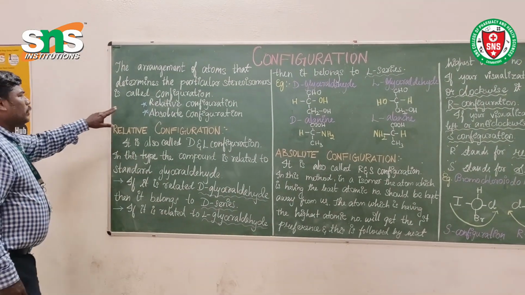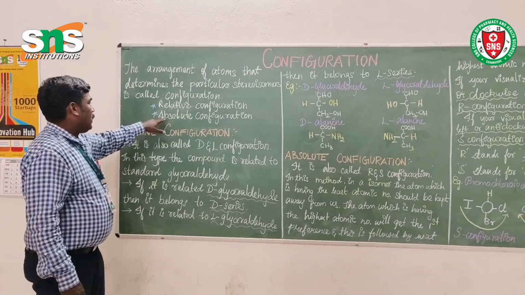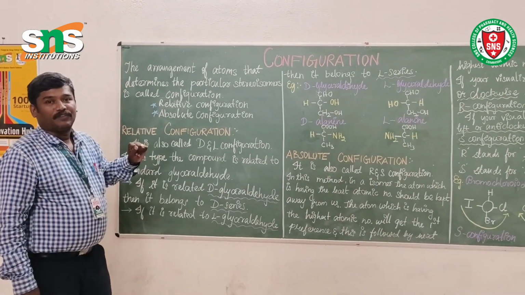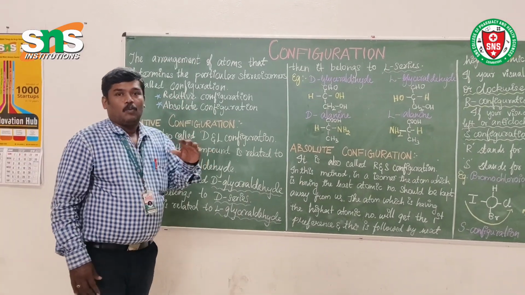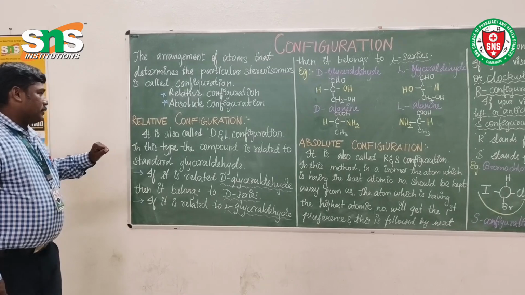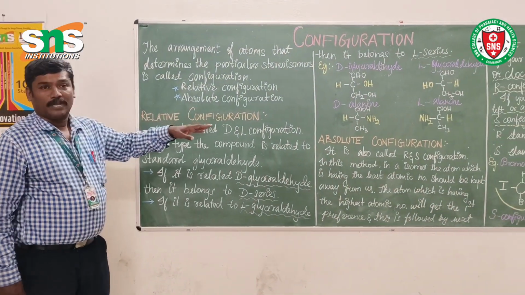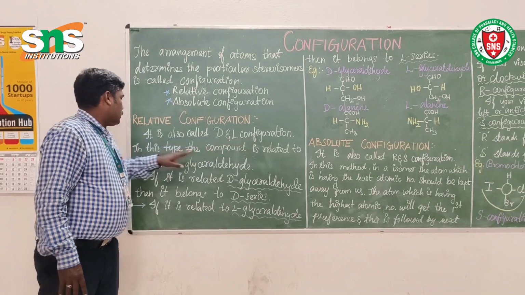There are two types of configuration. One is relative configuration, another one is absolute configuration. Let us see what is what. So first one, relative configuration, which is otherwise known as D and L configuration.